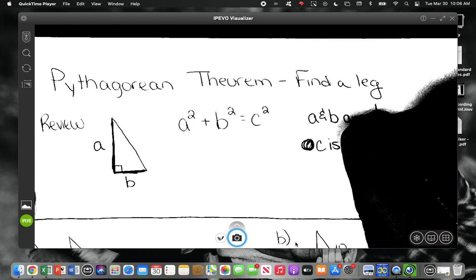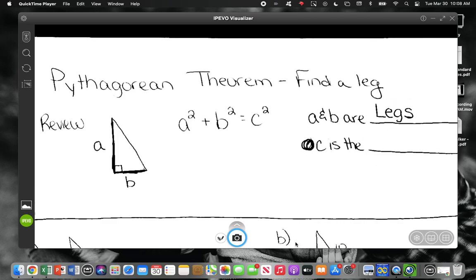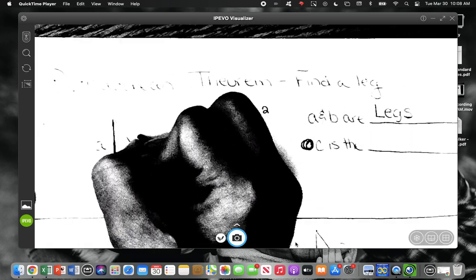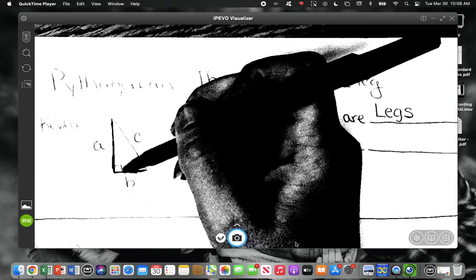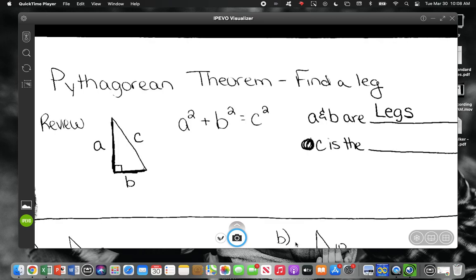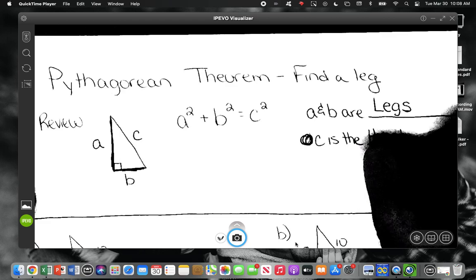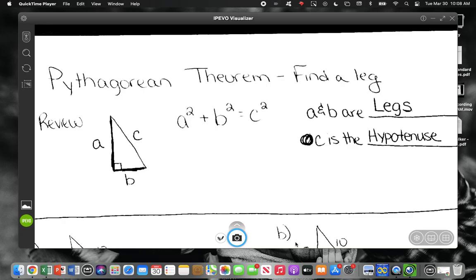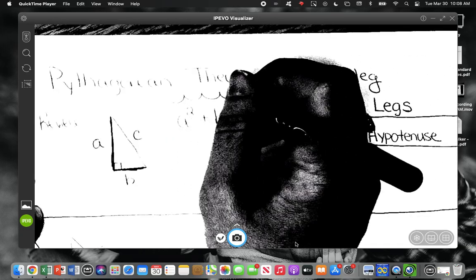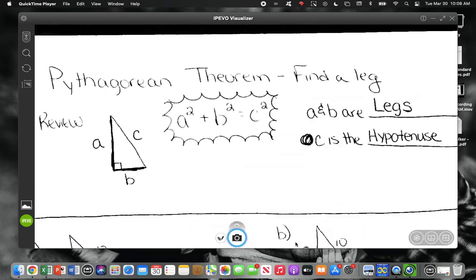So A and B are the legs. And then what is C called? Hypotenuse. So our C is always that opposite the right angle, and it is called the hypotenuse. And we are using the formula today, a squared plus b squared equals c squared. Same thing as yesterday.